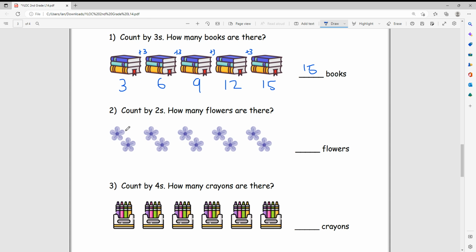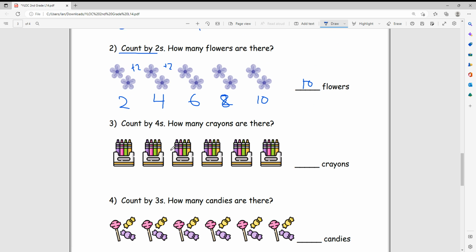So let's try the same thing here for number 2. It says count by twos, how many flowers are there? So there's 2 flowers, so we should think of plus 2 each time. So we start from 2, and then we count up 2, so it's 4, and then plus 2 is 6, plus 2 is 8, and then plus 2 is 10. So there's 10 flowers.